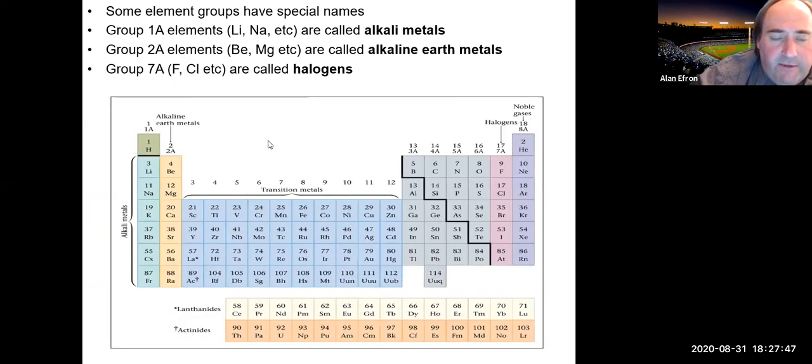Now, in addition, on the periodic table, there are certain groups that have special names, and you do need to know them. So group one is our alkali metals.